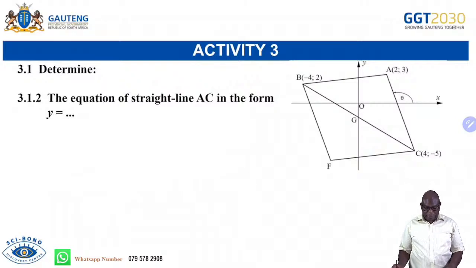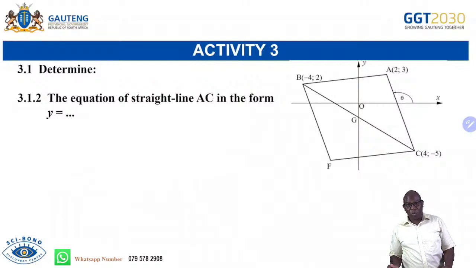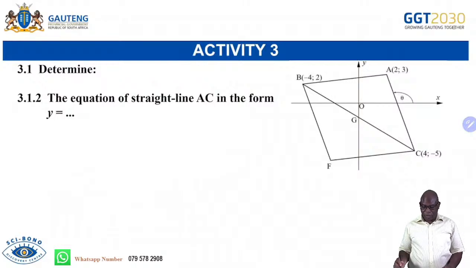The next one, 3.1.2, we're still on the same sketch. Determine the equation of the straight line in the form y equals. So this one is very specific in terms of how we want the equation of the line to be. For us to get the equation of the straight line, what do we need? First, we need a point. Number 2, we need a gradient. We need the gradient of the straight line AC.